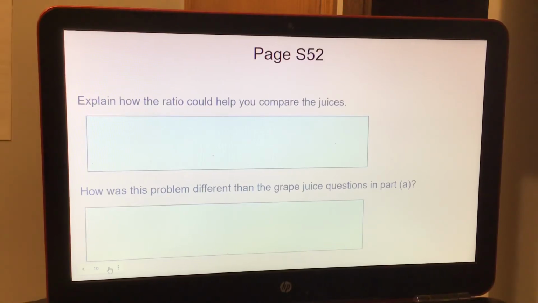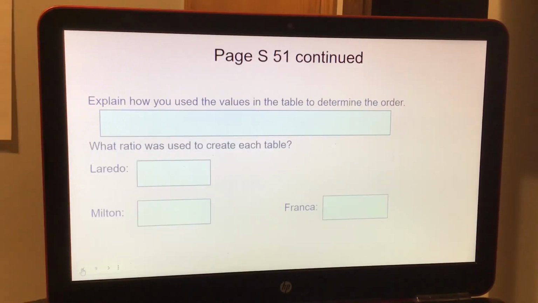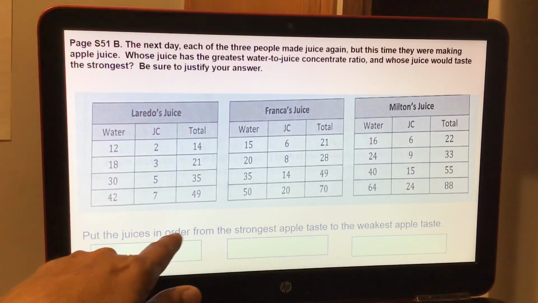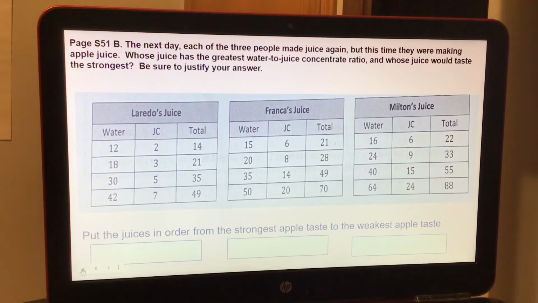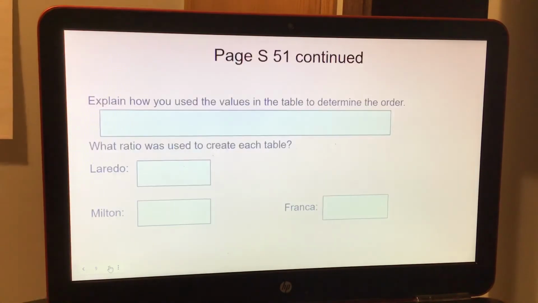How was this problem different from the grape juice question in part A? Well, the grape juice, they had you put it from the most water to the least. And I believe if we go back, it was the opposite for the apple juice. Strongest apple taste to the weakest apple taste. Okay, so yes, it would be reversed, right? Okay.